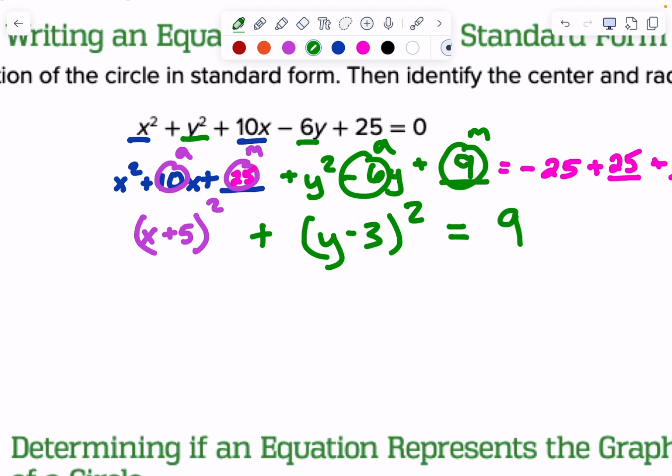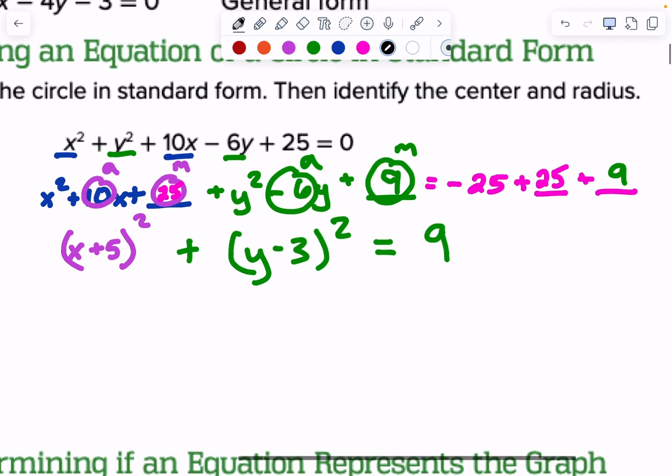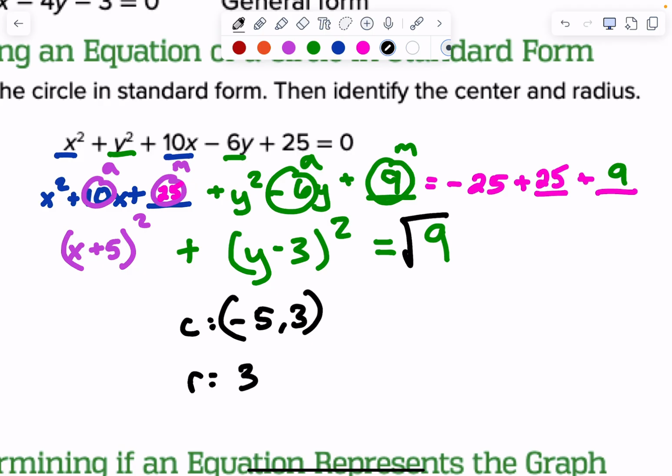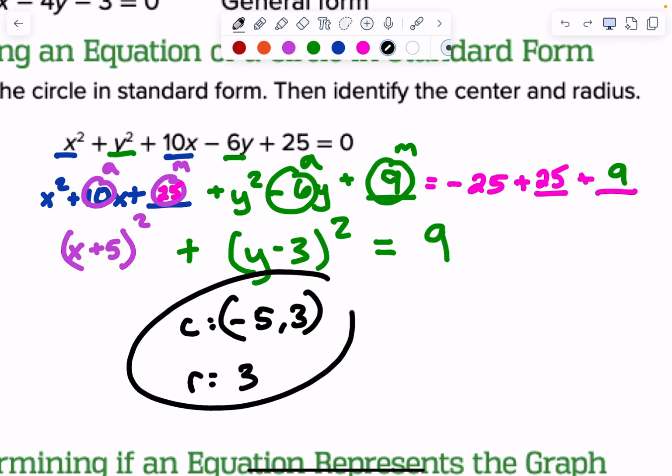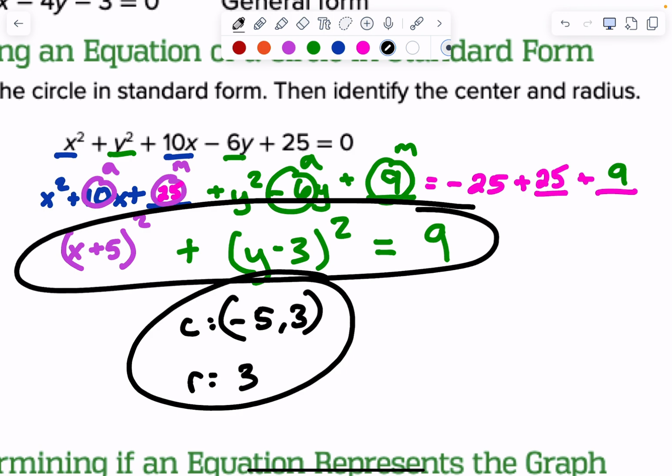Square root of all of them. Now, identify the center and radius. What's the center? Negative 5, 3. Negative 5, 3, and the radius is 3, because that's the square root of 9, right? There you go. Do we see what we just did? We completed the square 2 times.